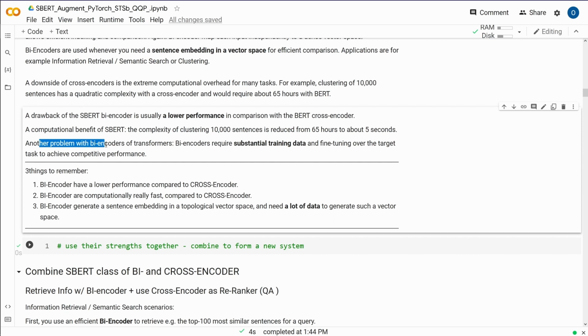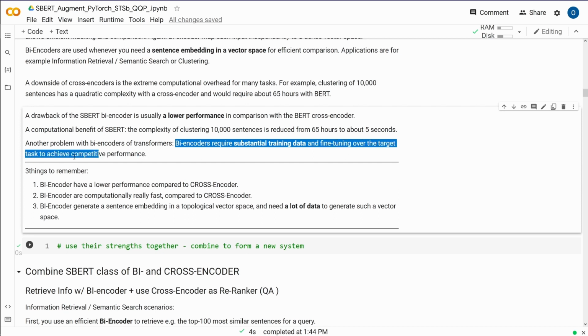And another problem with Bi-encoders, and this is important, this will be the second part of the video, we will focus on this. Bi-encoders require substantial training data and fine-tuning over the target task to achieve competitive performance. Why?